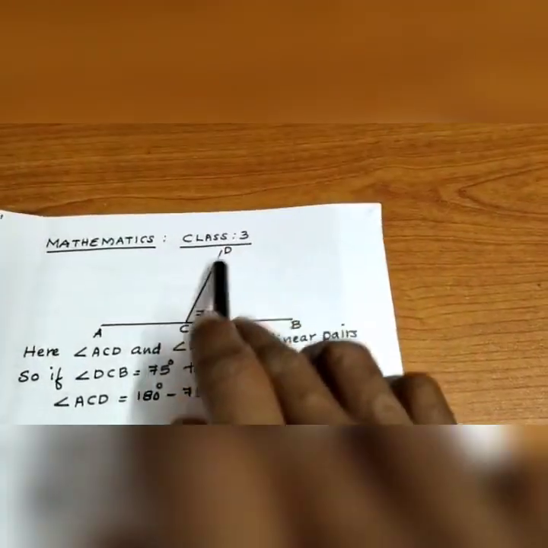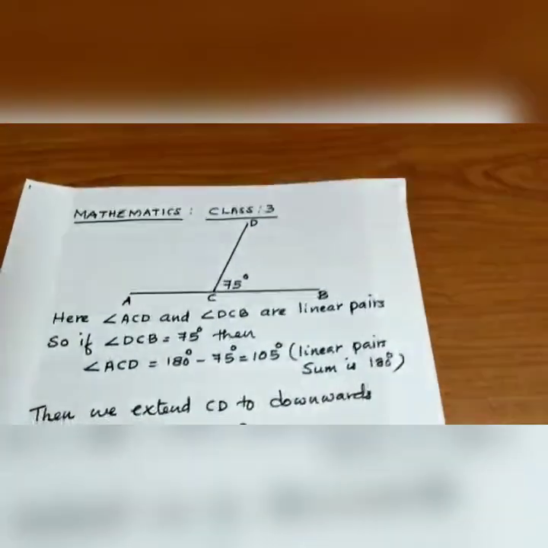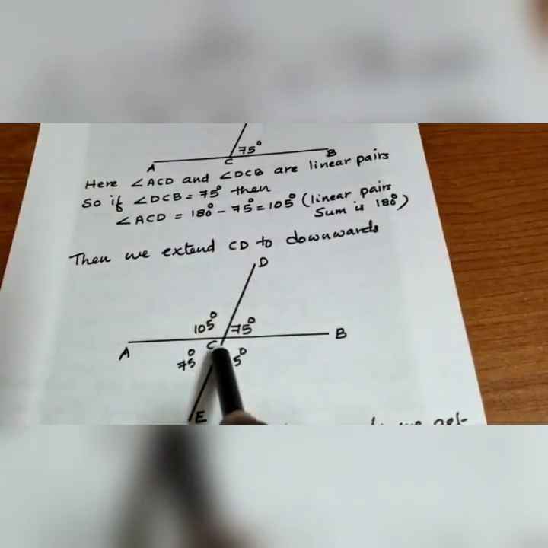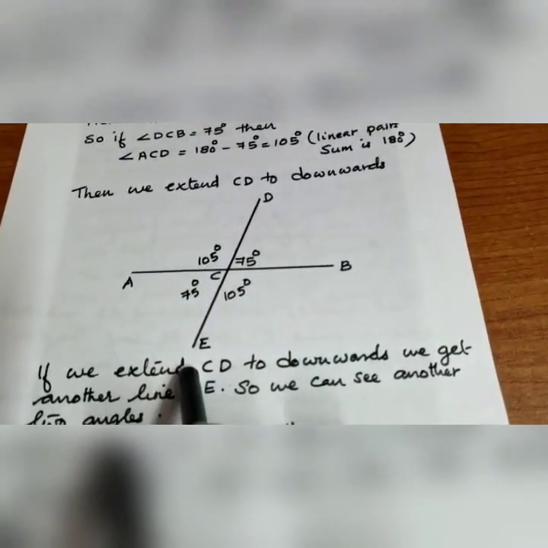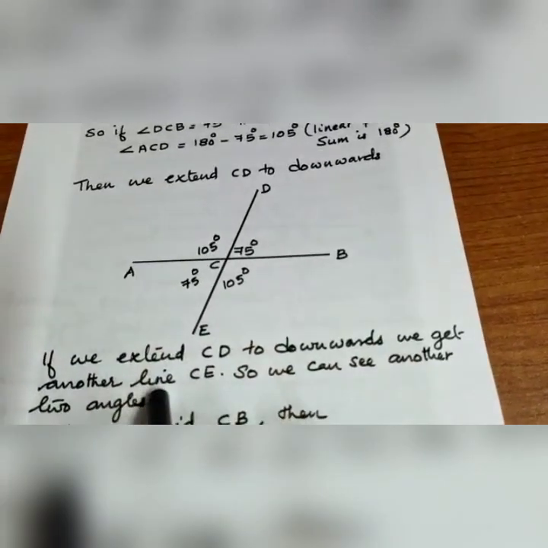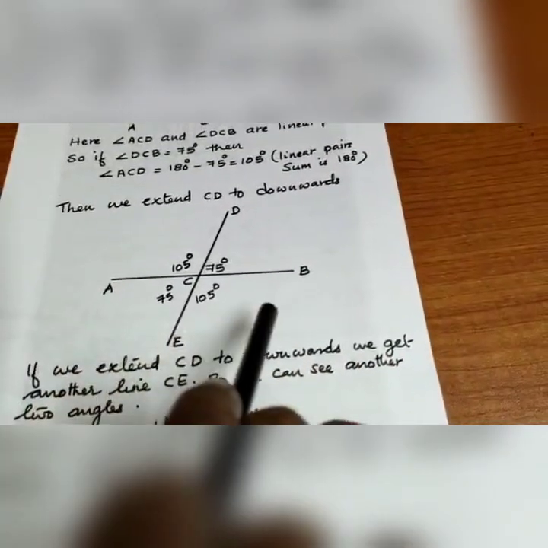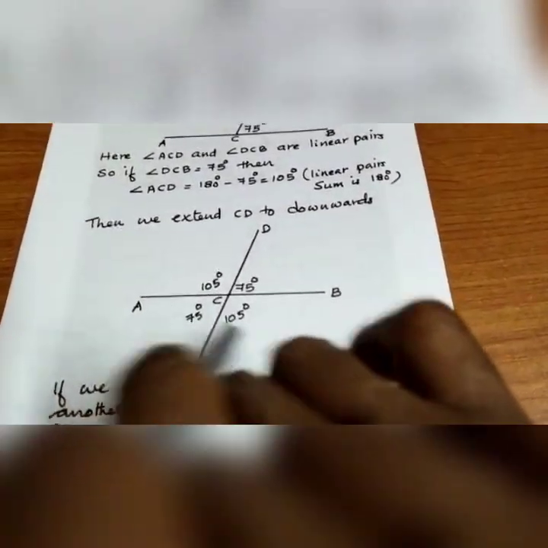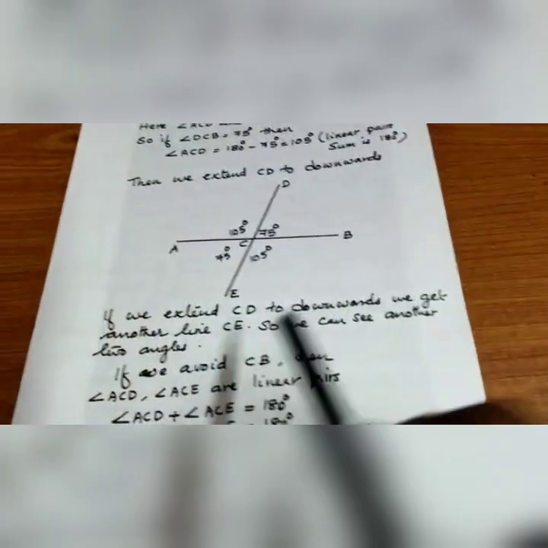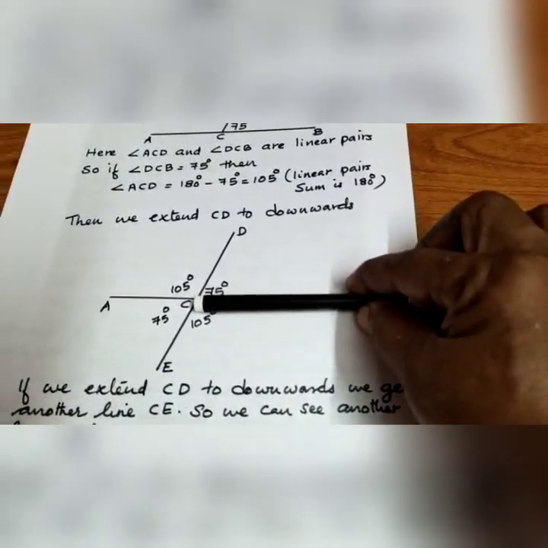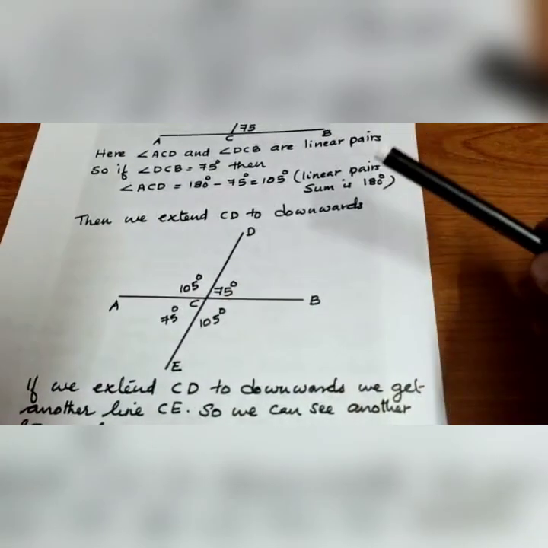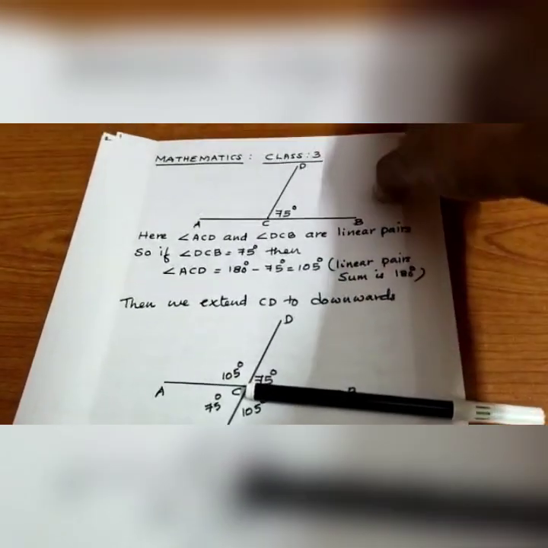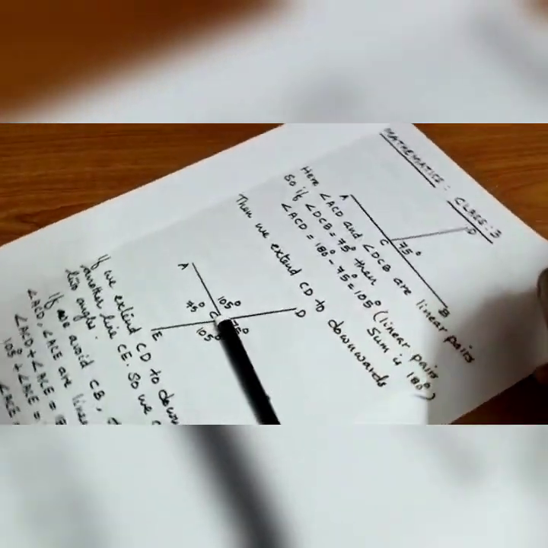Then we extend this line CD to downwards. Then the figure is like this. That is CD extends to downwards. Then we get another line CE. So we can see another two angles on the bottom side of the downward. Then look here. If we avoid CB, this line, then turn the figure like this.